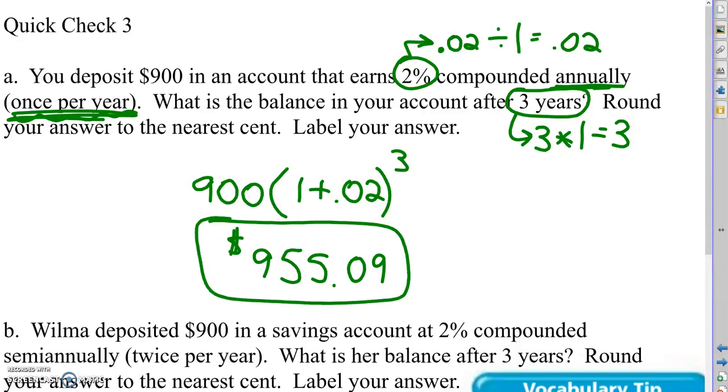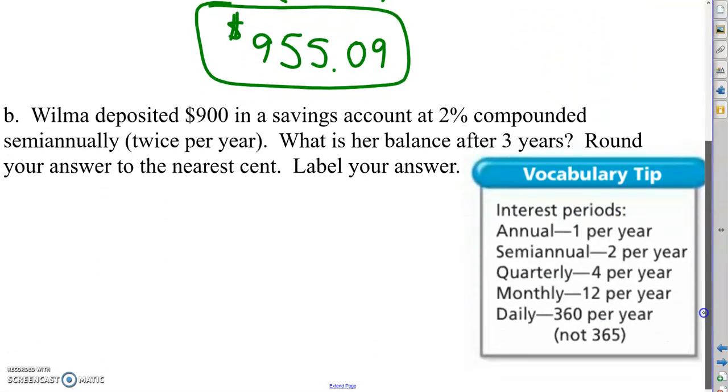Now you'll notice the next problem is the same as the one above it. The only thing different is that this person, Wilma, is getting interest paid twice a year. Still have the same amount of money to start, $900, still getting 2%, still leaving our money in the bank for 3 years. However, they're getting paid their interest semi-annually, which means twice a year. And getting paid your interest more often means you're going to make a little more money.